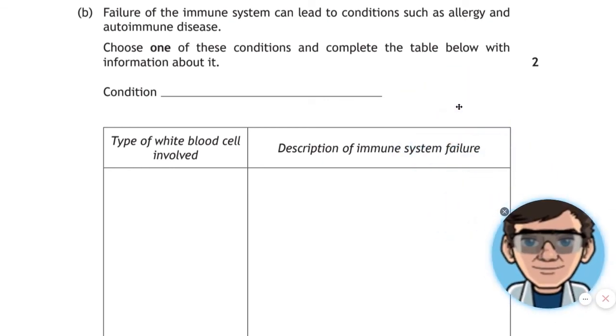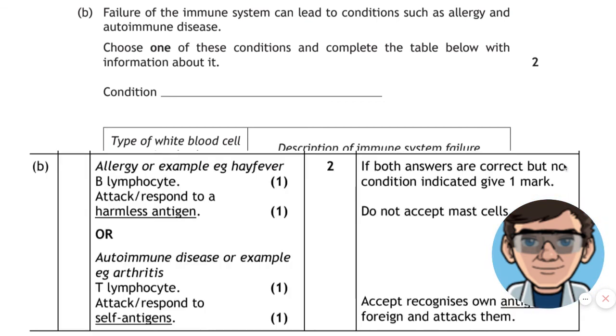Okay, last one. Pause this. And for a condition, the type of white blood cell involved and how it's failed. So for this one, your condition is either an allergy, so we say that it's a response to a harmless antigen, or you could say an autoimmune disease, in which case you'd have to say the type of white blood cell, a T lymphocyte, and you have to say that it responds to self-antigens. Okay, so B lymphocytes respond to harmless antigens. T lymphocytes attack your own cells by responding to self-antigens.